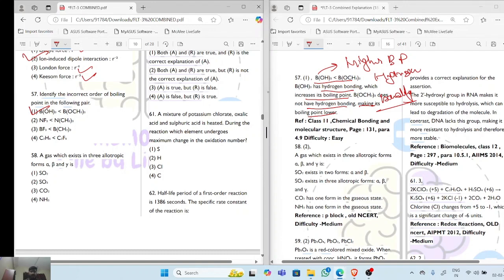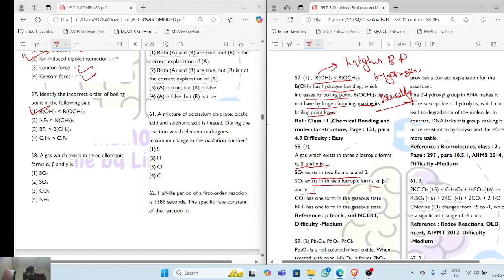A gas which exists in three allotropic forms, alpha, beta, and gamma. The given options are SO2, SO3, CO2, and NH3, which is ammonia. The correct answer is SO3. SO2 exists only in two forms, alpha and beta, and SO3 exists in three allotropic forms, alpha, beta, gamma. CO2 has one form in the gaseous state. NH3 has only one form in the gaseous state. So option number 2 is our correct answer, which is sulfur trioxide.